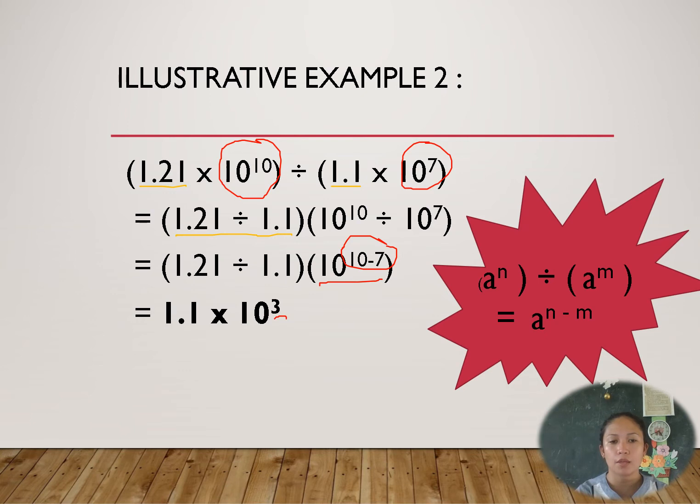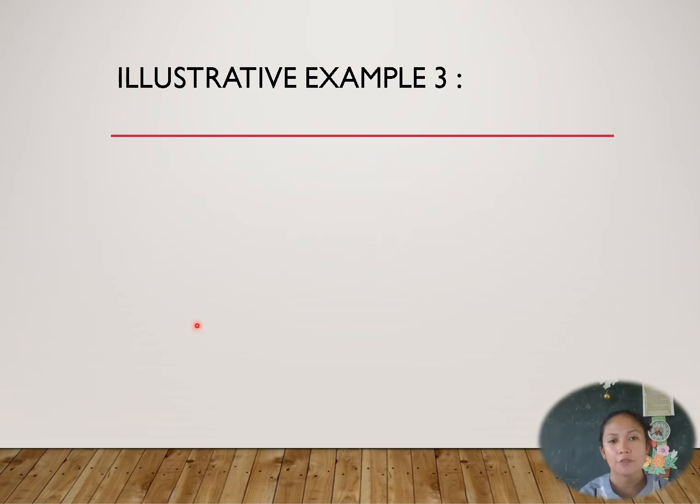And where did we get 1.1? We divided 1.21 by 1.1. So therefore, we now have the answer 1.1 times 10 to the power of 3. Let's have now illustrative example number 3.